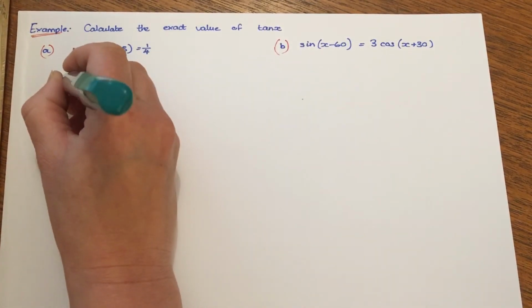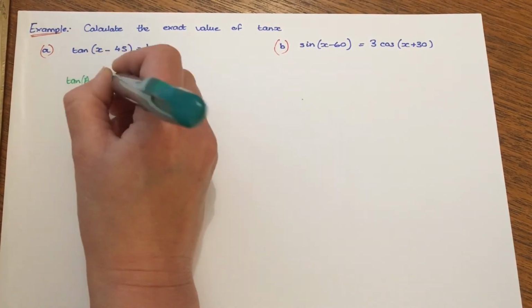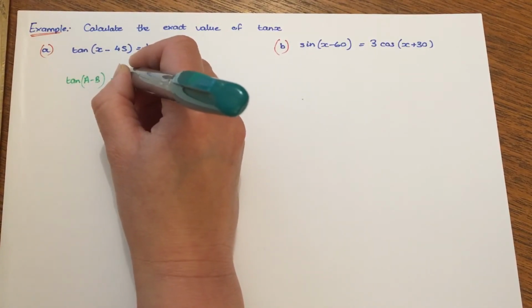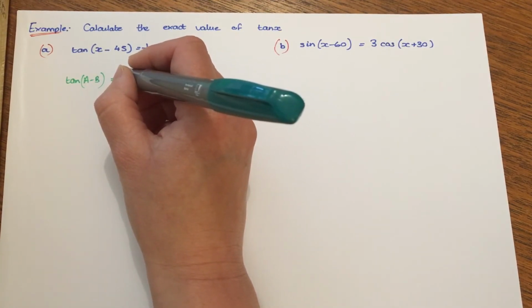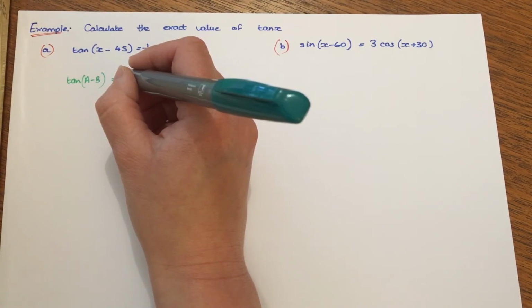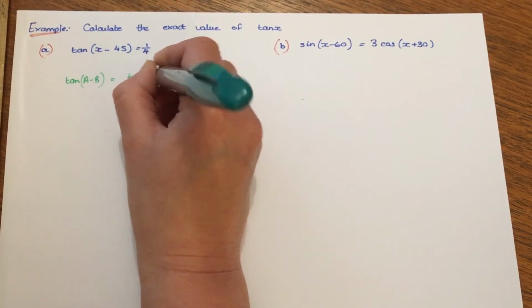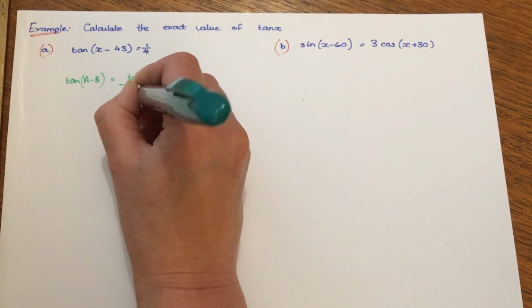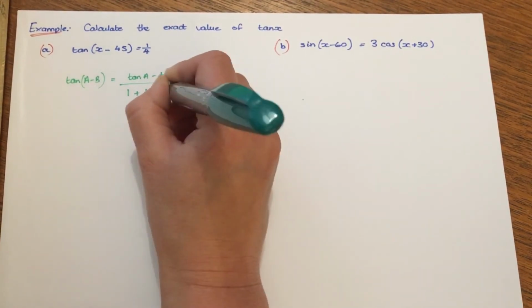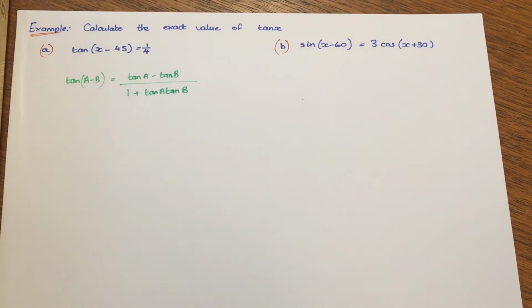So you know that tan of a minus b is, oh, what is it, I've got all that flap now. Yeah, it's tan a minus tan b, sorry, forgot that for a second, over 1 plus tan a tan b. Okay, so that is the subtraction formula for tan.